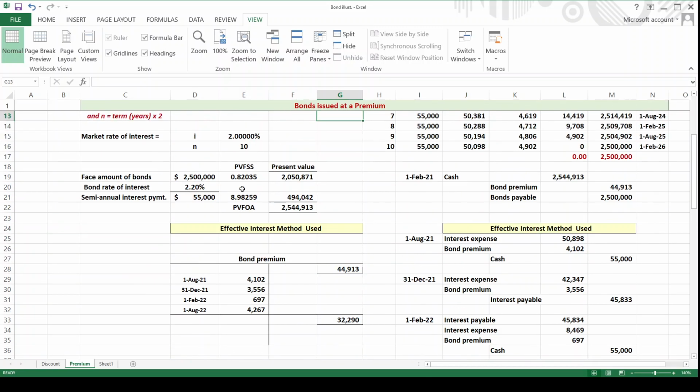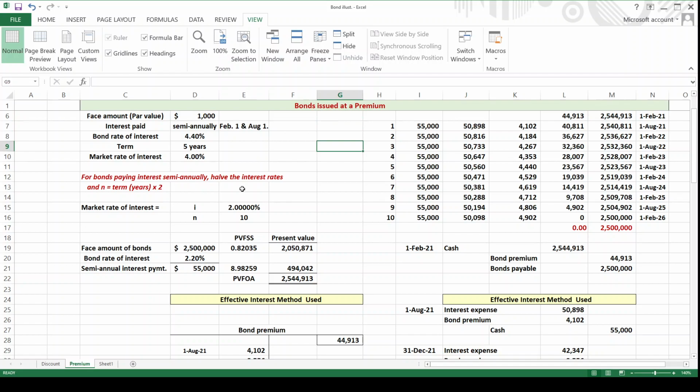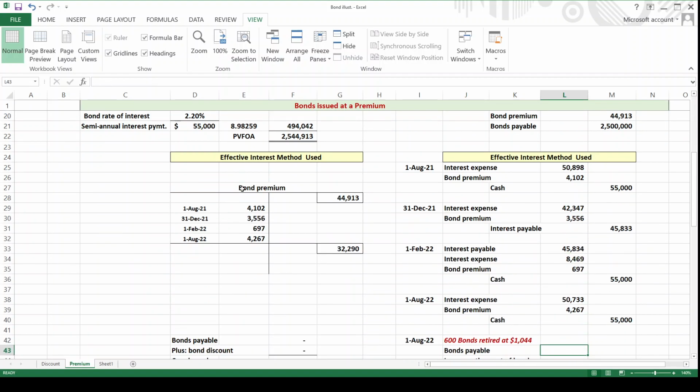And of course that should be equal to what? Should be equal to that number, 32,360. Why is it not equal to that? Good question.